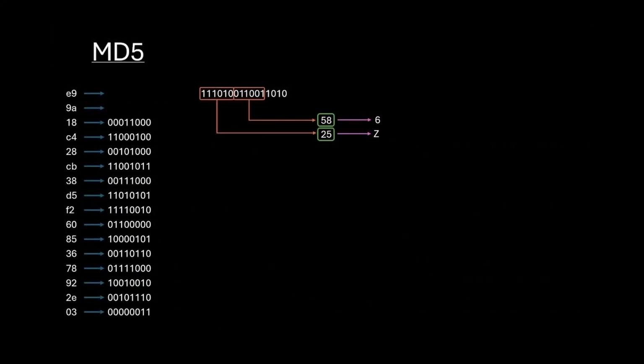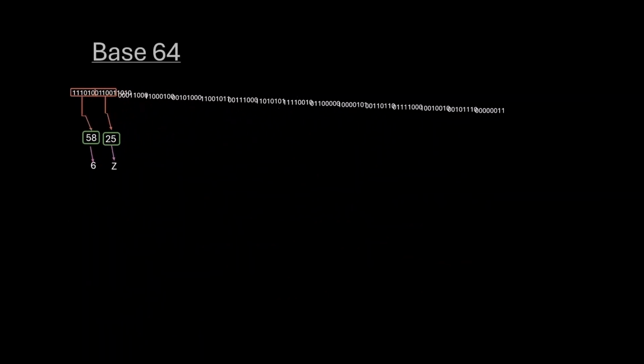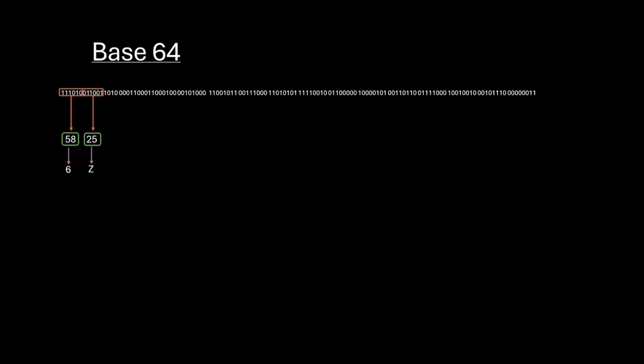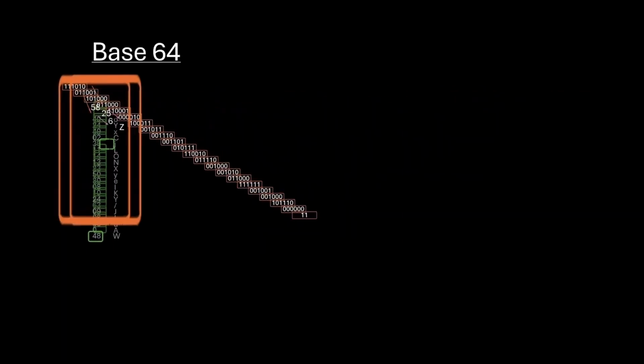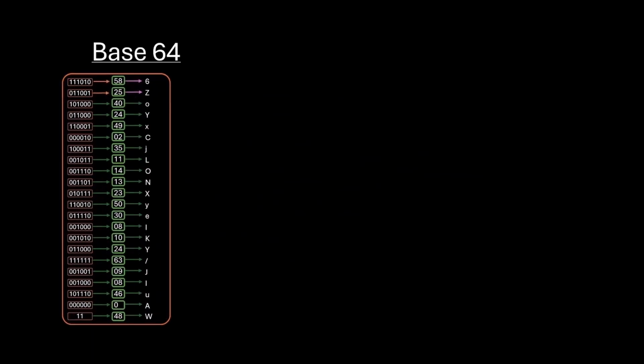We have divided the bits into batches of 6 bits, then converted those batches of 6 bits to the equivalent decimal number, and then we map the decimal number to the equivalent base 64 character. So that's what we have to do for the complete binary string. Make a batch of 6 bits, convert each batch to the equivalent decimal number, and then map that decimal number to a base 64 character, and that's how the complete MD5 will be converted into a base 64 string.